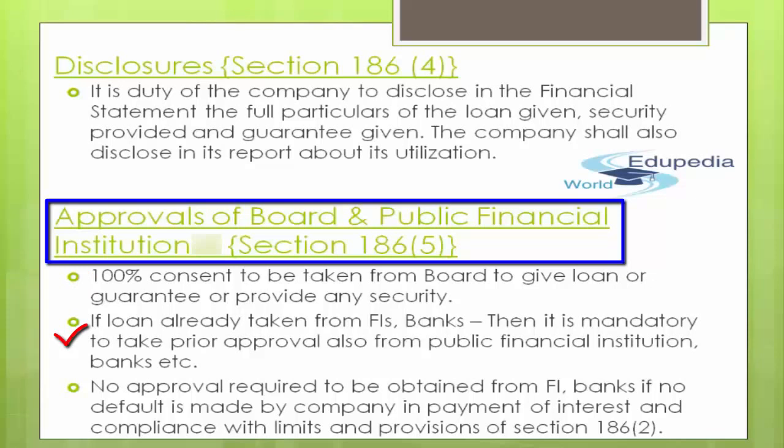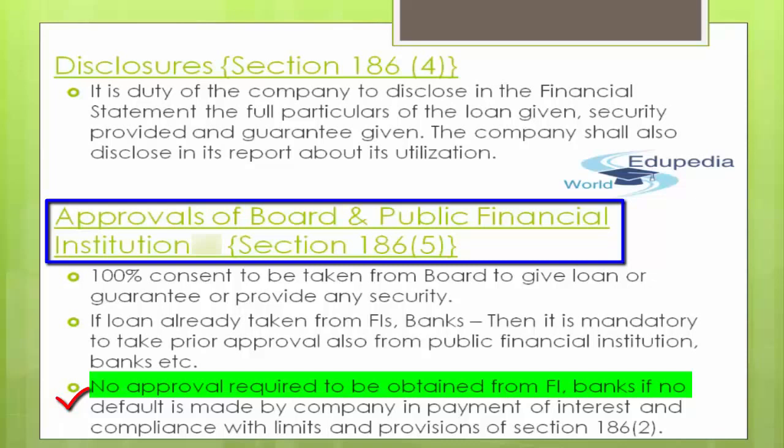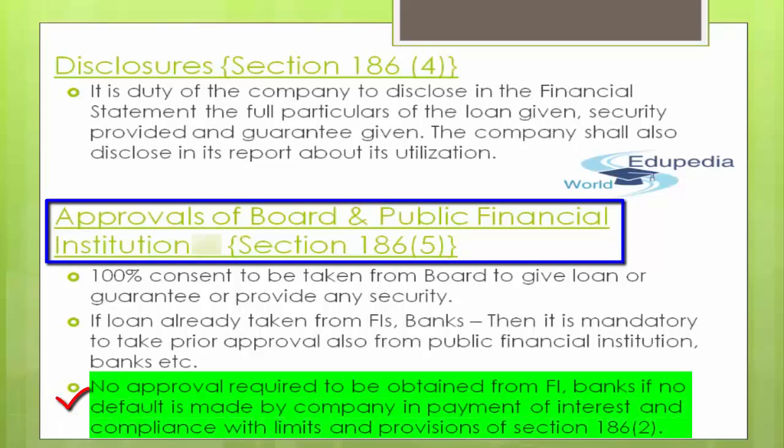Next, the involvement of public financial institution. If you have already taken up some loans from financial institutions or banks, then it is mandatory to take prior approval from those financial institutions and banks as well. But having said that, no approval will be required if no default has been made by the company in the payment of interest, and you are providing the loans, securities and guarantees within the limits of section 186 subsection 2. So there is no requirement of taking approval from the financial institutions and banks.